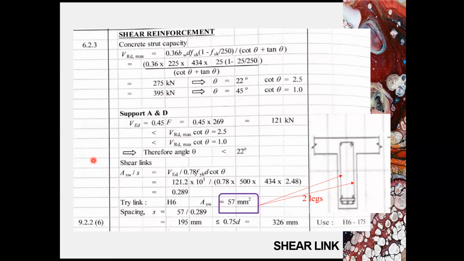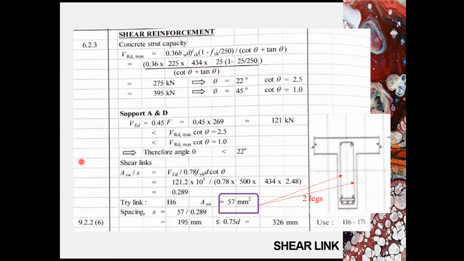Asw divided by s ratio will be obtained. So in this equation, we need to input VED, which is the applied shear force, fyk, which is the characteristic strength of the link, and d is the effective depth, and the theta here will be 22 degrees. Now we have obtained the Asw over s ratio. We need to determine one of these, either Asw or s. In this case, we are going to try links of 6 mm diameter.